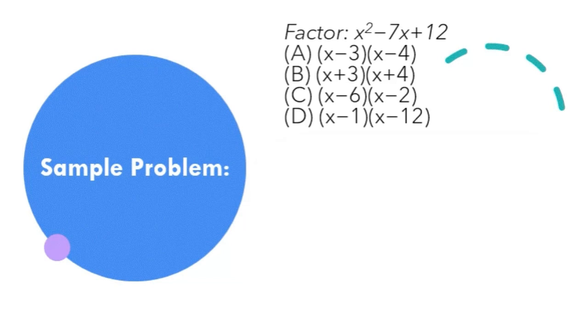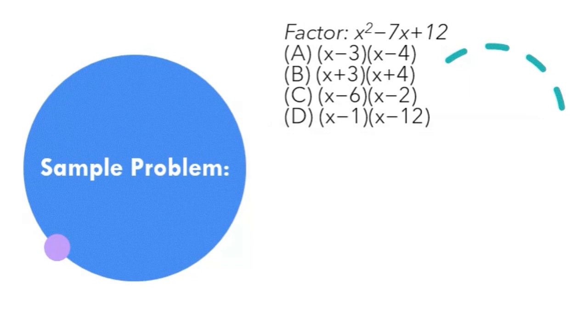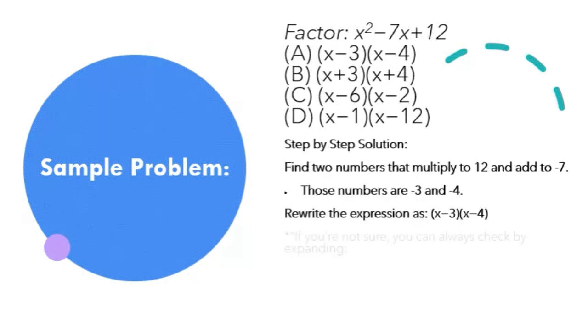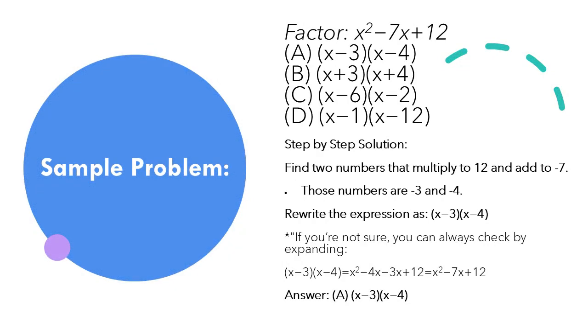Oh, those numbers are minus 3 and minus 4. 2. Rewrite the expression as (x - 3)(x - 4). So the correct answer is (x - 3)(x - 4). Asterisk, if you're not sure, you can always check by expanding. Open parentheses x minus 3 times x minus 4 equals x squared minus 4x minus 3x plus 12, which simplifies to x squared minus 7x plus 12.